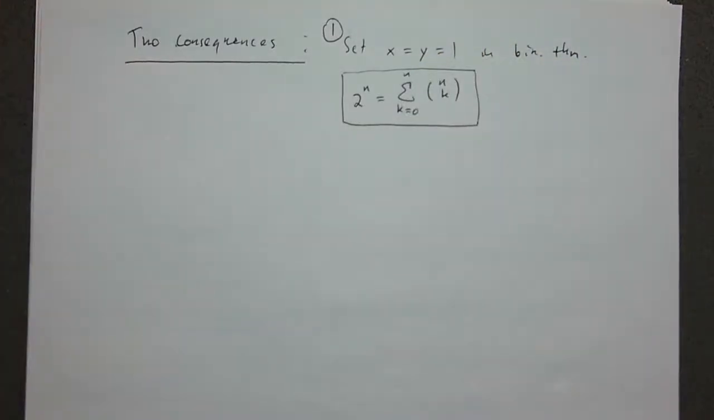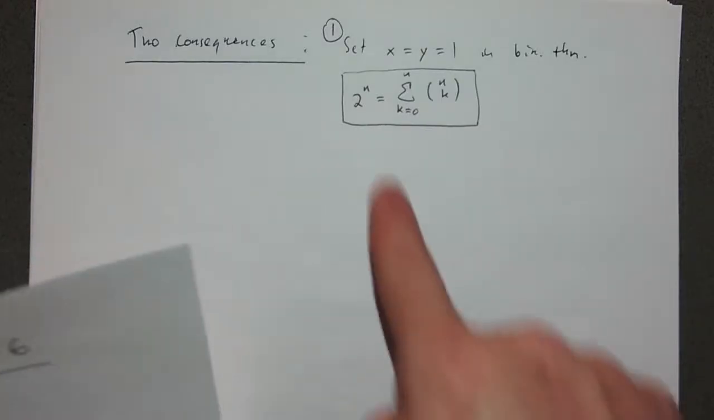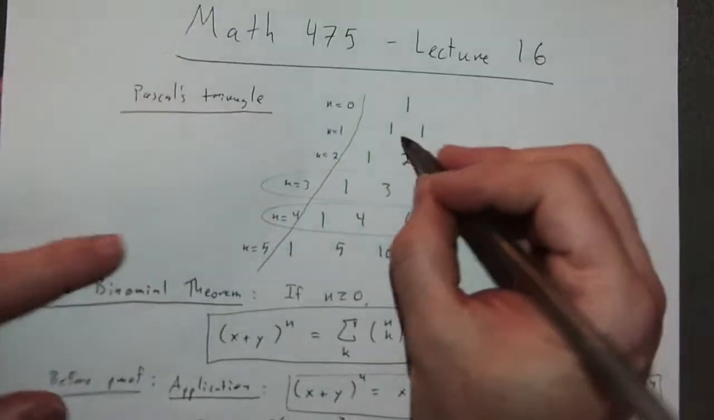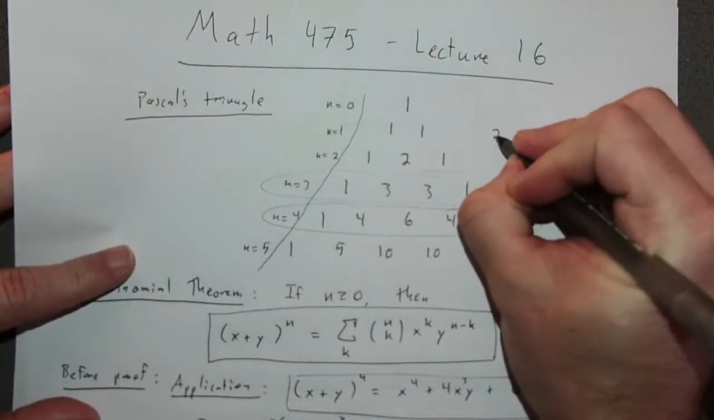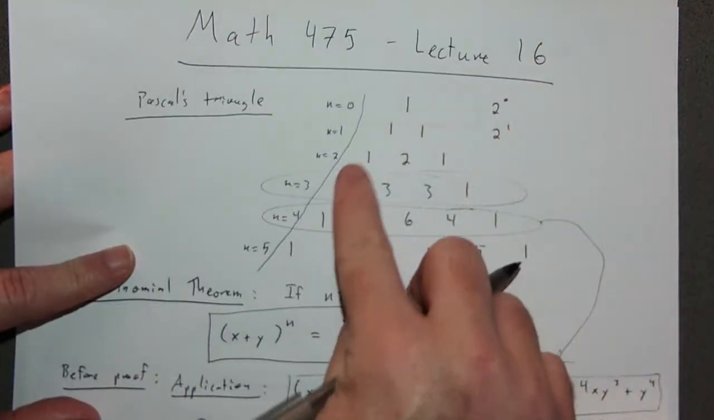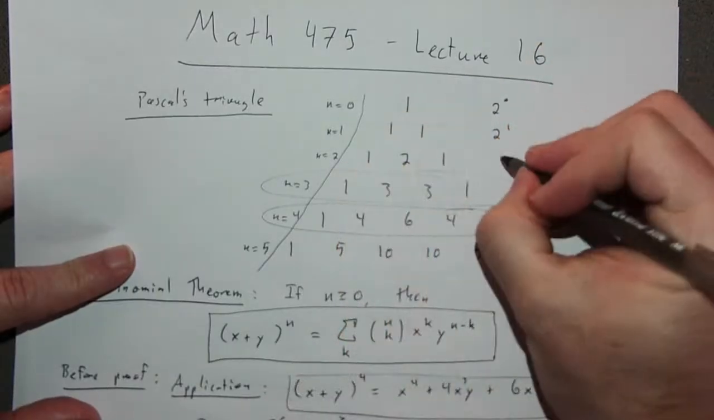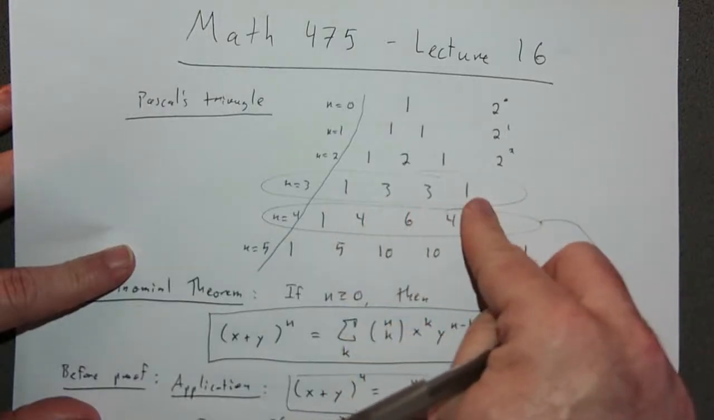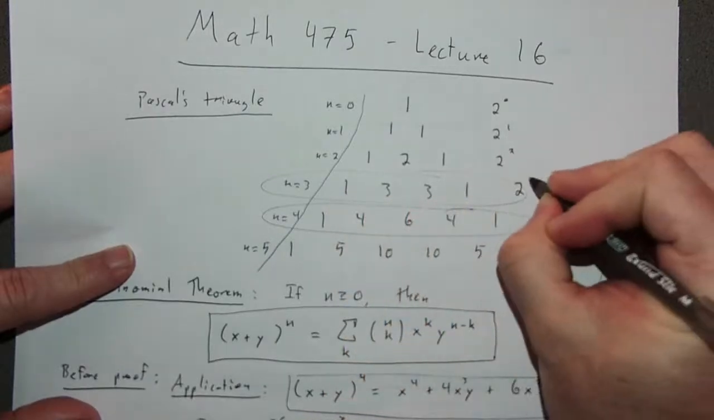That's neat. What does this mean? Of course, it means if I sum across the nth row in Pascal's triangle, then I get this power of 2. So for instance, if I sum across the rows here, 1 plus 1 is 2, which is 2 to the first. 1 is 2 to the 0. Here, 1 plus 2 plus 1 is 4, which is 2 squared. 1 plus 3 plus 3 plus 1 is 8, which is 2 cubed.